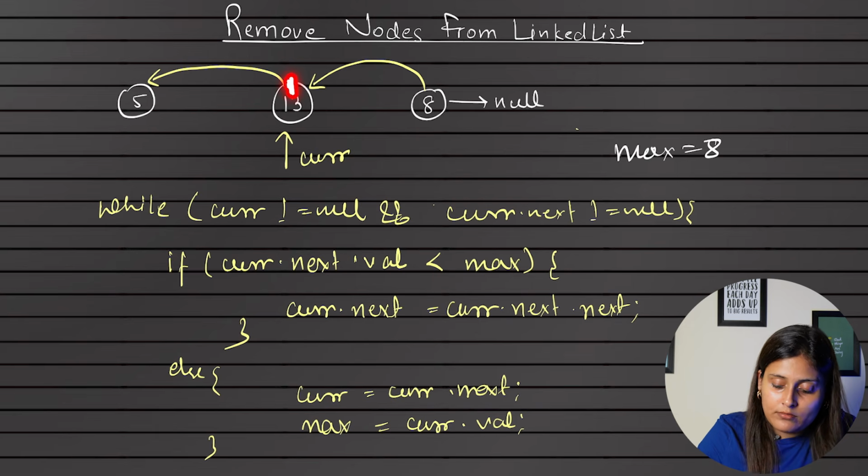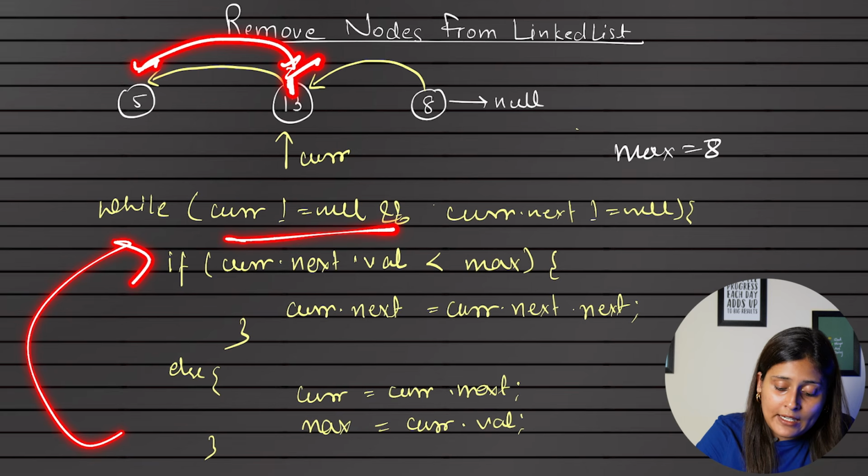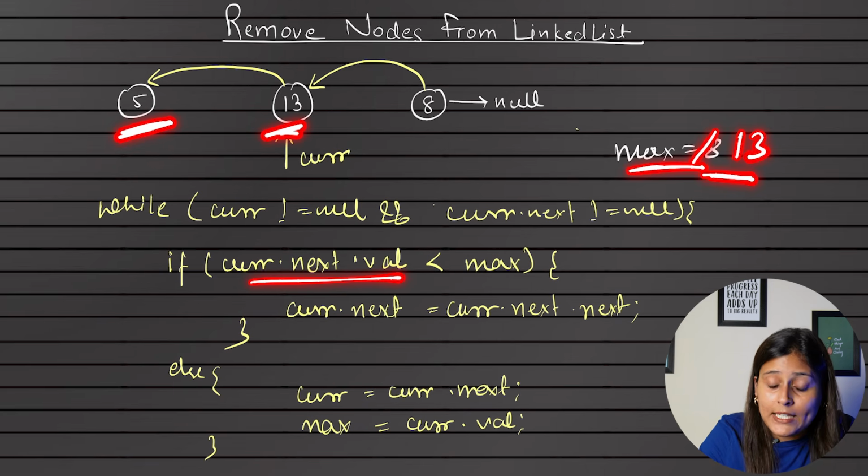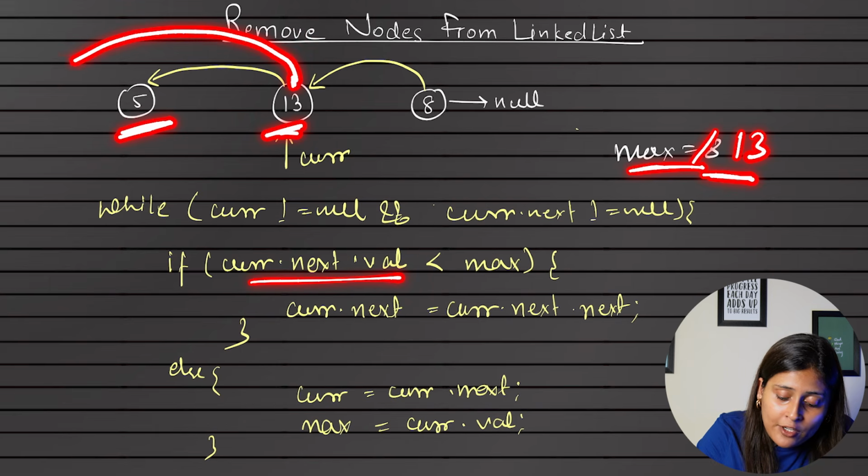Again we will check, is my current still there? Yes. Is my current dot next still there? Yes. Now, is my current dot next value, 5, smaller than the max value, which is 13? No, it's not. So we have to delete it. Again, current dot next connects to next.